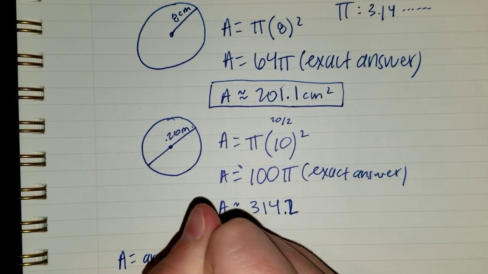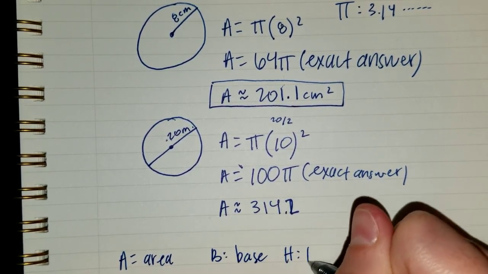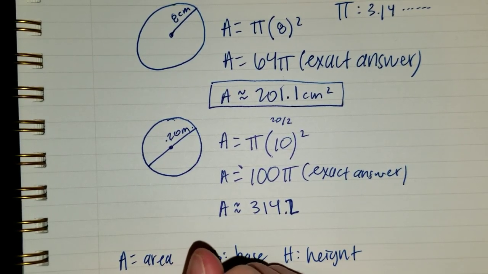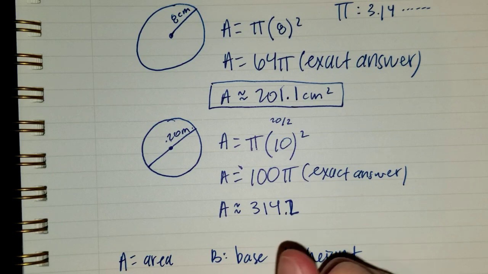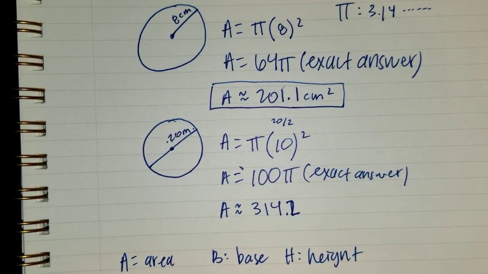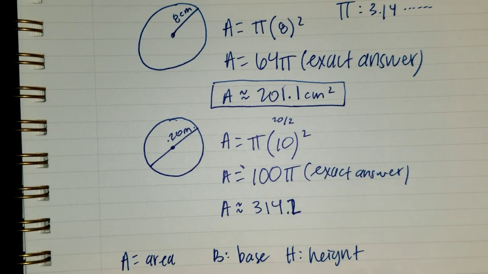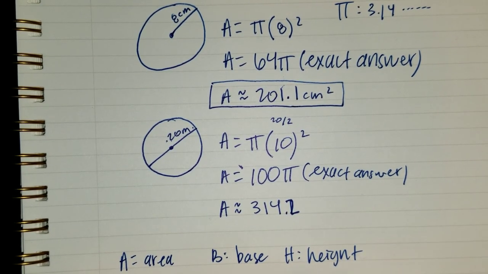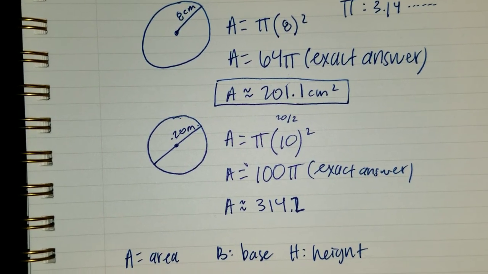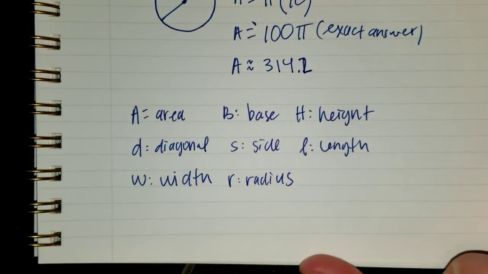I guess a key for the different letters we used: A is for area, B is for base, H is for height, D is for diagonal, S is for side, L is for length, W is for width, R is for the radius. I believe that's all the different letters we used. So I guess it might help you guys to see that.